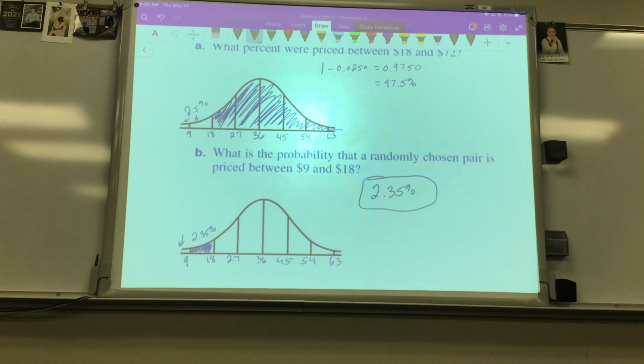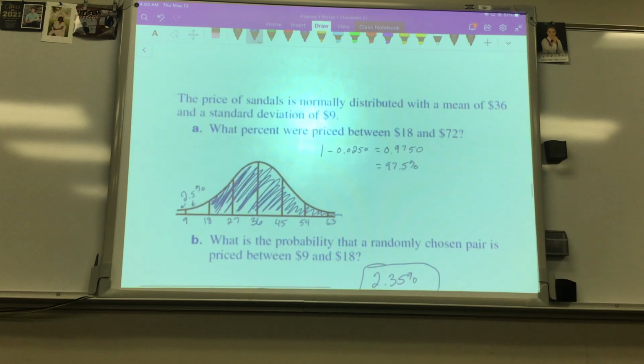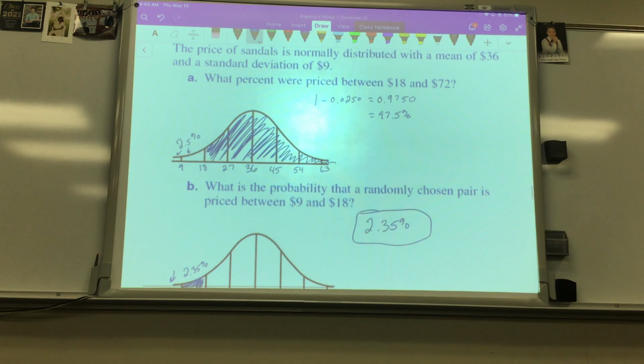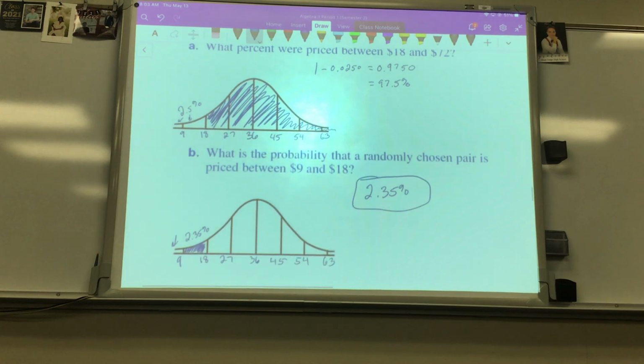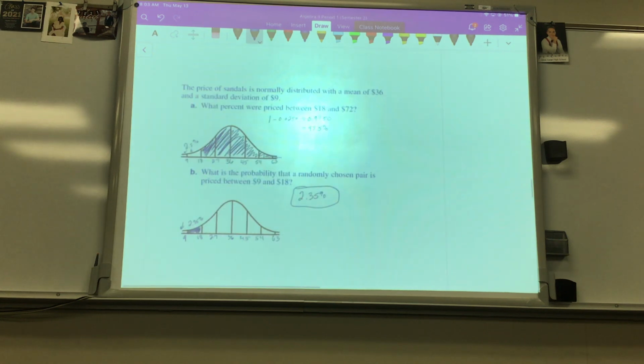Okay, and I mean, just think about it. If the average price of something is 36 a pair of sandals, how likely are you to find a pair that's between $9 and $18? It's not gonna be very likely. There might be one store out there, right? That doesn't wanna make any money. But it's very unlikely, right? I mean, the average price is 36. You might be able to find some place that's got a $27 pair, right? Or a $45 pair. Most likely is 36. I mean, that's why it's the mean. Right? Questions there?